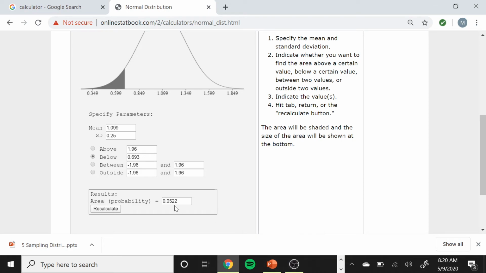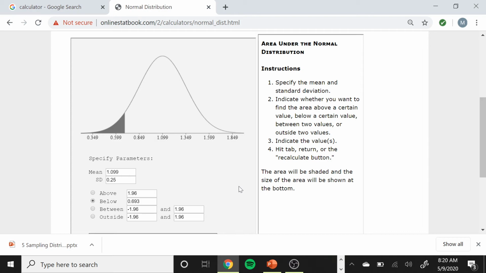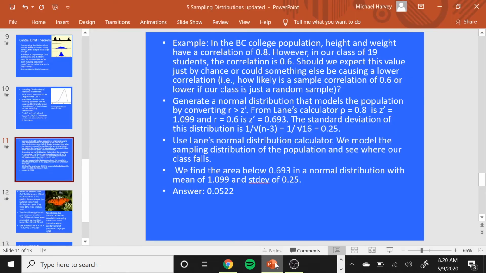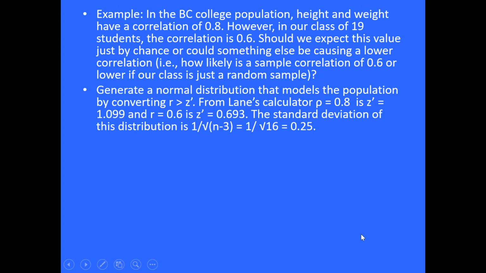As you can see, that's actually a little bit above the usual 5% cutoff for hypothesis testing. And once you double it, it's definitely above that. So we'd probably say, yeah, we've got a low correlation coefficient in our class, but maybe it's not that low. It could just happen by chance. I'm not ready to say that people are unusually heavier in class or something like that.